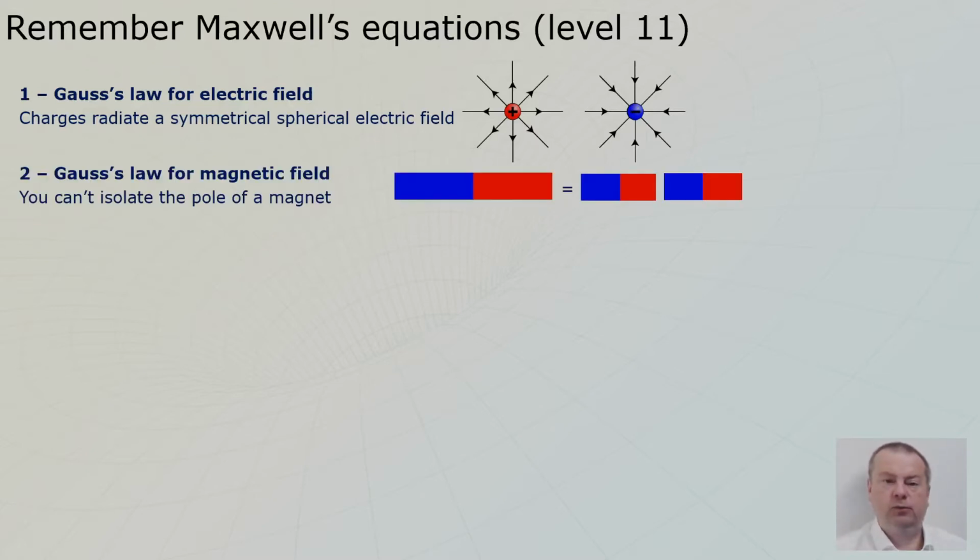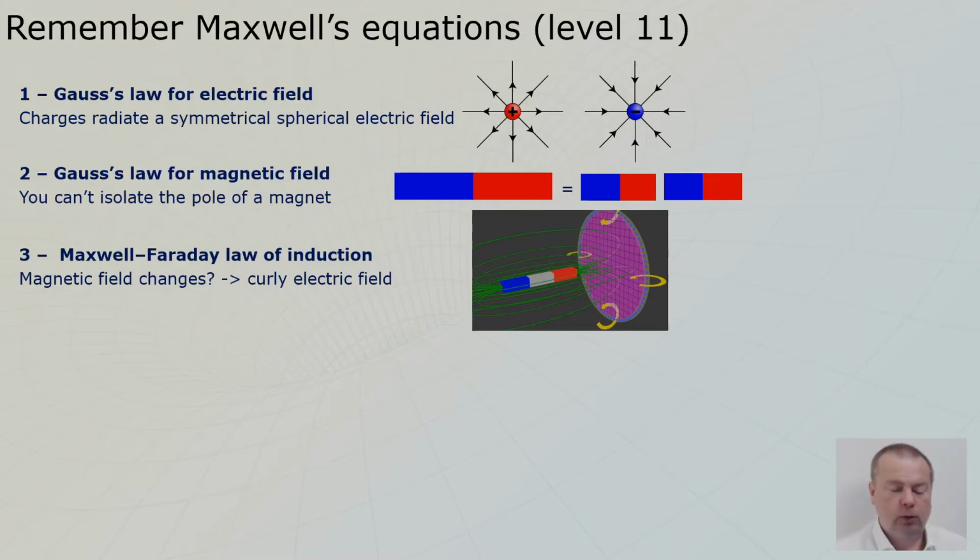Law number 2. If you take a magnet and you cut it in half, you end up with 2 small magnets. You can't separate the North Pole and the South Pole of a magnet. Law number 3. If you have a changing magnetic field, you will get a curly electric field.